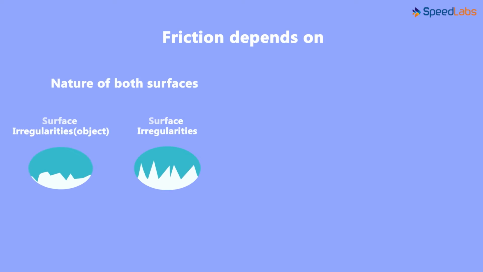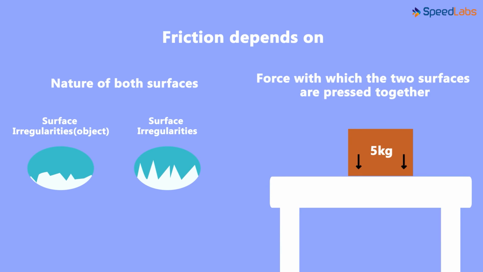So mainly, there are 2 things on which the force of friction depends: the nature of both surfaces and the force with which the 2 surfaces are pressed together.